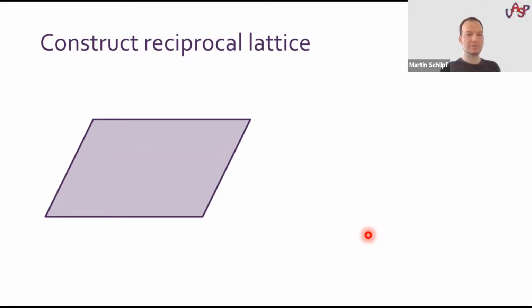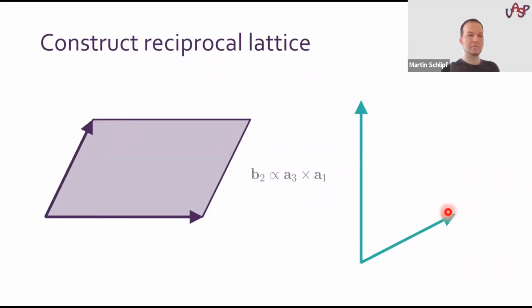And now let's construct the reciprocal lattice vectors of this particular cell. We know that the reciprocal lattice vectors are given as a cross product of the real space lattice vectors, and in this case the cross product with the out of plane lattice vector gives you this long lattice vector along this direction. And if you calculate the same for the other direction, then you get the second reciprocal lattice vector in this direction. And this then spans the reciprocal unit cell.